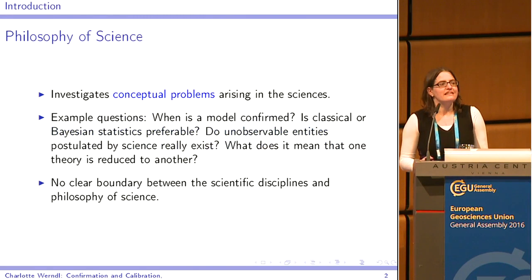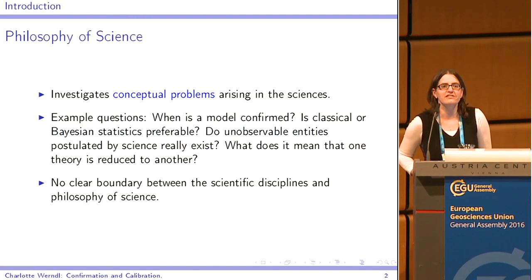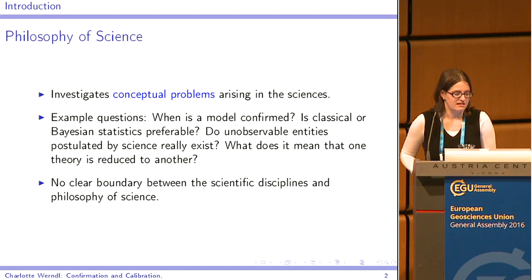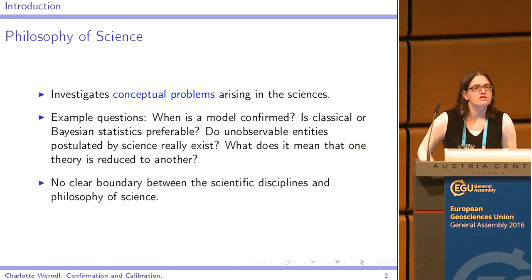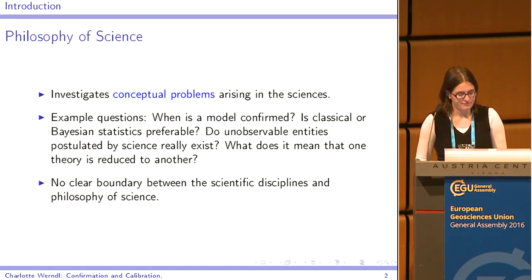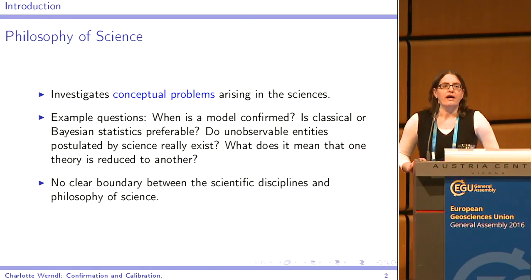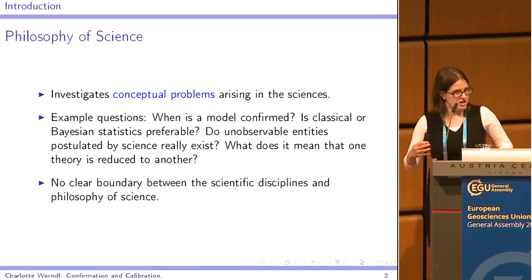So how would I characterize philosophy of science? What is it about? I would say it's very general. It's really just about investigating conceptual problems that arise in the sciences. And of course, there are lots of conceptual problems. I'll just give a few examples. For instance, the issue of confirmation: when is a model confirmed? The issue of what kind of statistics you should use: should you use classical statistics for a certain problem or Bayesian statistics? What about unobservable entities in science? Do they really exist? This is more of an ontological question. Or are they just constructions?